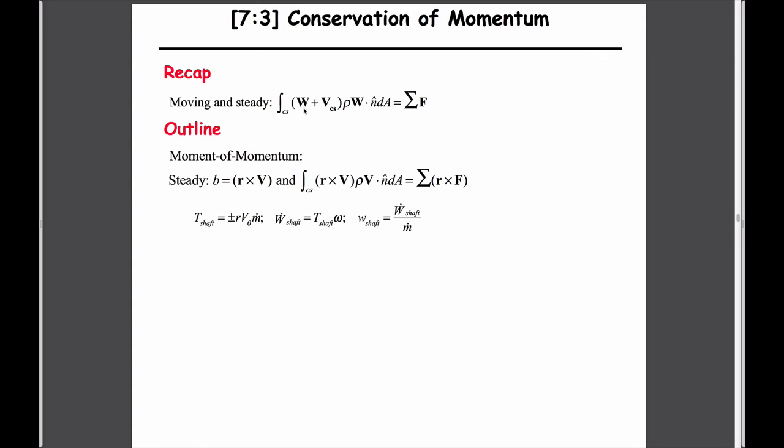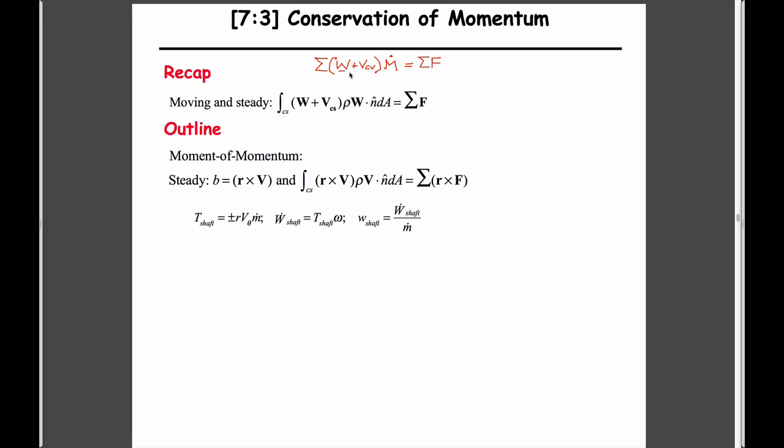This equation is always valid. We can rewrite this if we wanted to, and we have rewritten this, just to recap, as the velocity of flow relative to a control volume plus the velocity of a control volume, let's say, could be a control surface, but we won't look at deforming control volumes, times mass flow rate equals the sum of forces.